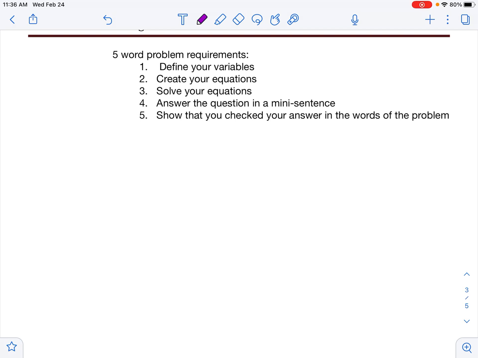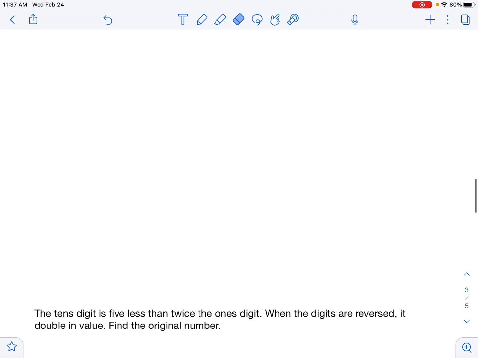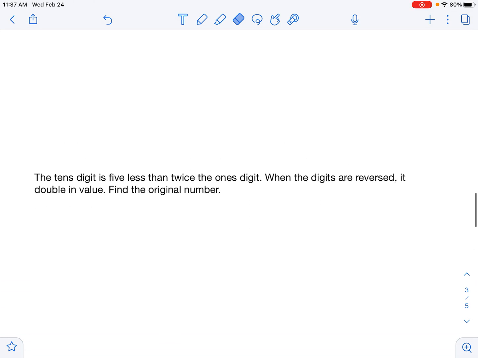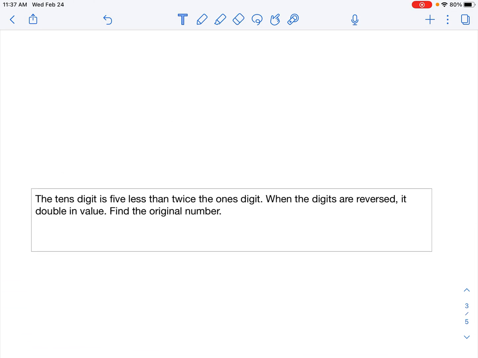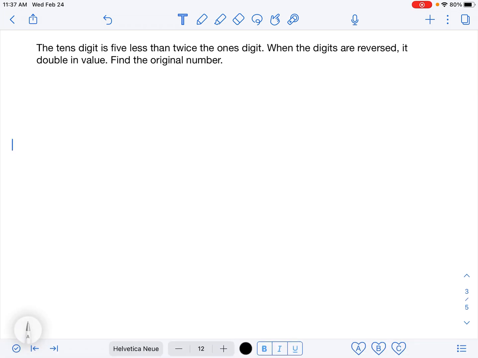And then you want to show that you checked your answer in the words of the problem. You need to show that, whether it's just writing the word check and then showing just a few computations that indicate that it worked. Writing check, that is evidence. I need some sort of evidence that you checked it. And you always want to check in the words of the problem, not your equations, just in case your equations were wrong.